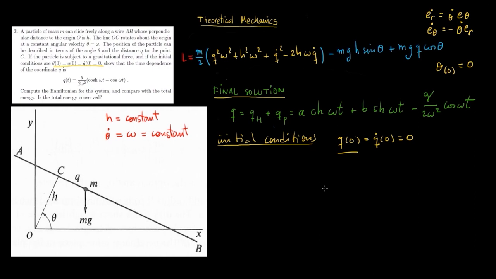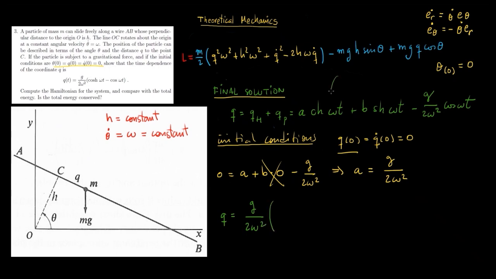If we substitute the first one, 0 equals cosine 0 times a plus b times 0 minus g over 2 omega squared cosine 0. This is 0. It implies that a equals g over 2 omega squared. So substituting, we have g over 2 omega squared times hyperbolic cosine omega t minus cosine omega t, and that's it.